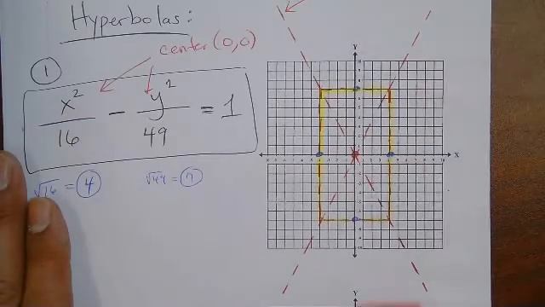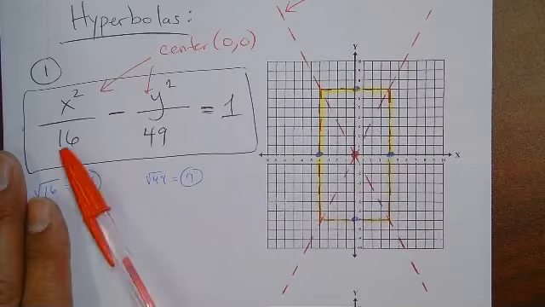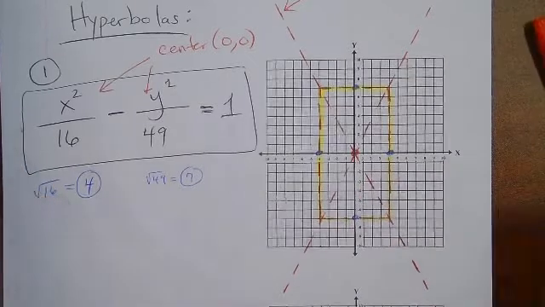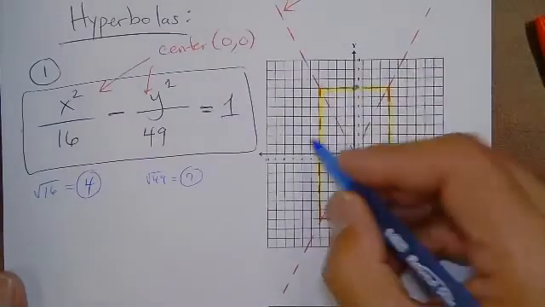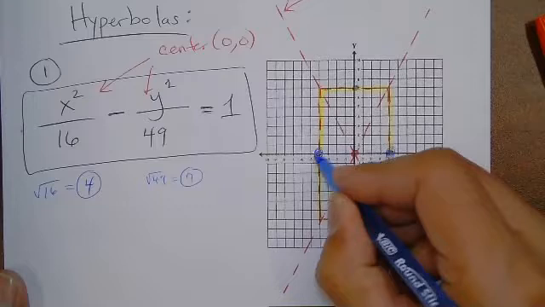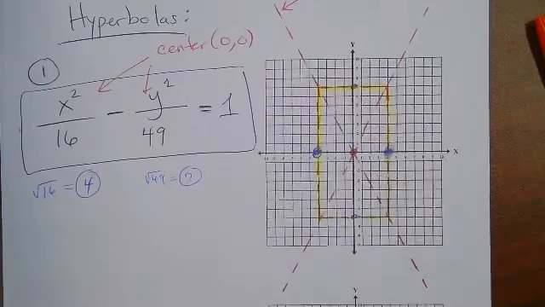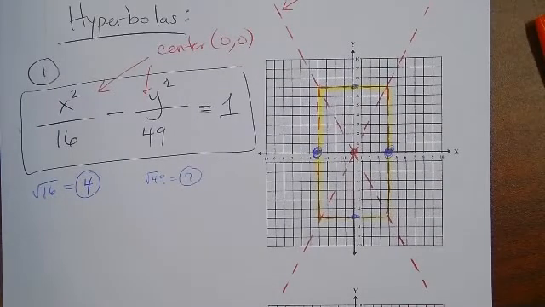So if the x is positive, which way is x, everybody? Is x left and right, or is x up and down? X is left and right. So that means that these will be the vertices, because it's going left and right.